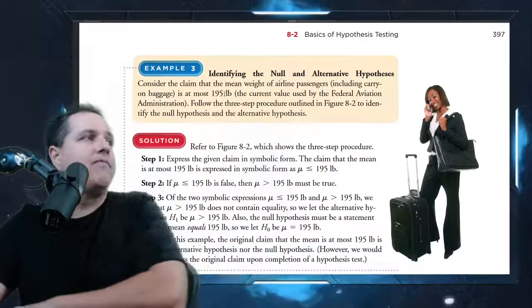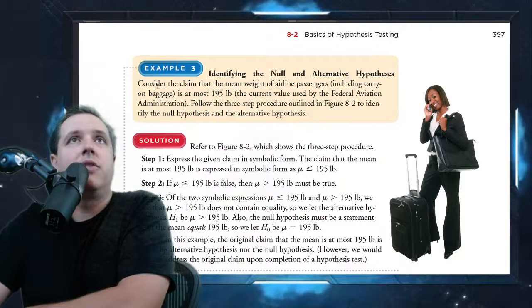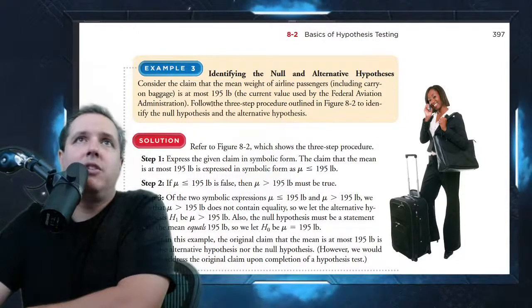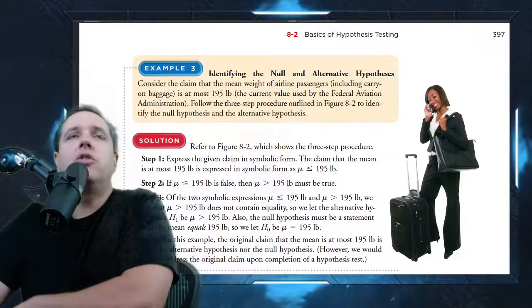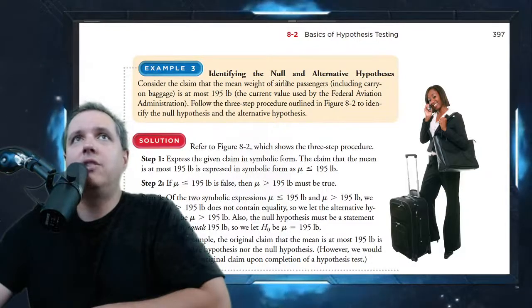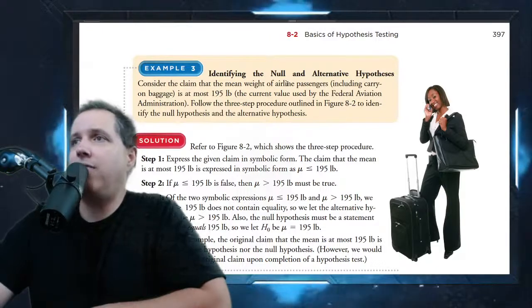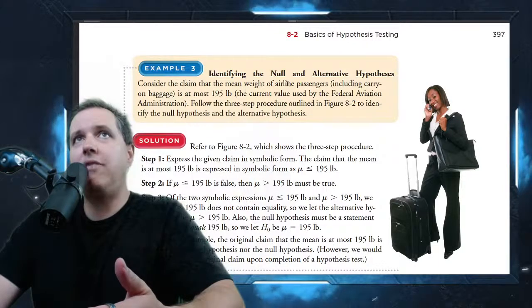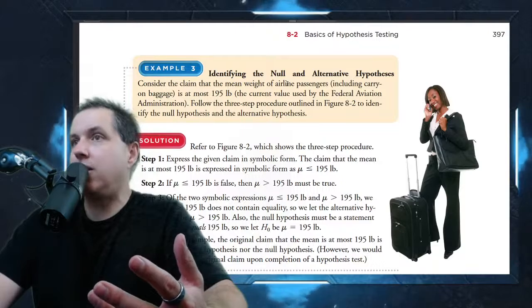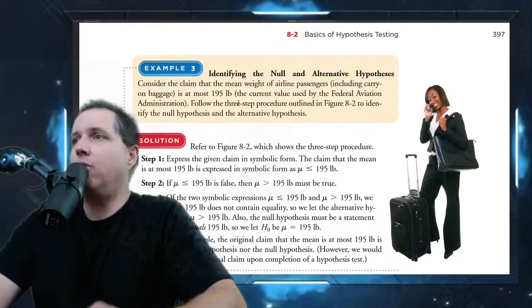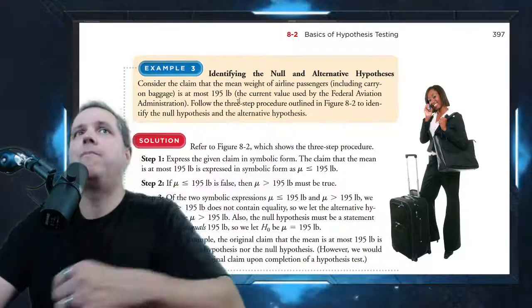So let's do an example here. Identifying the null and alternative hypothesis. So consider the claim that the mean weight of airline passengers, including carry-on baggage, is at most 195 pounds. The current value used by the Federal Aviation Administration. Follow the three-step procedure outlined below. So this would be the case where, right now, the FAA, Federal Aviation Administration, says the average weight of a person taking a plane is 195 pounds. Well, maybe that was figured out 10 years ago, and you're coming in as someone who's in the FAA and you're like, I think we need to update this recommendation, right? I think people have gotten even bigger than they were before. So you're going to see if you can statistically show that people have gotten bigger, okay?